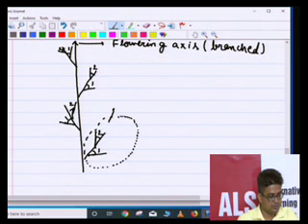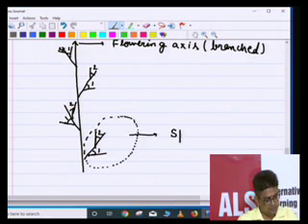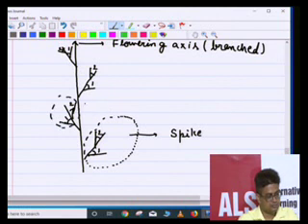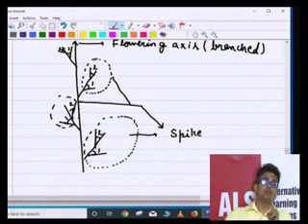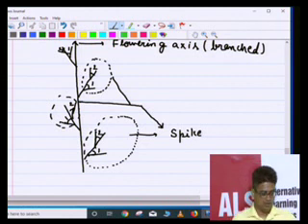This is a small spike inflorescence. Spike. This is another spike inflorescence. These are multiple spike inflorescences on a branched inflorescence axis. Okay? Please draw it.